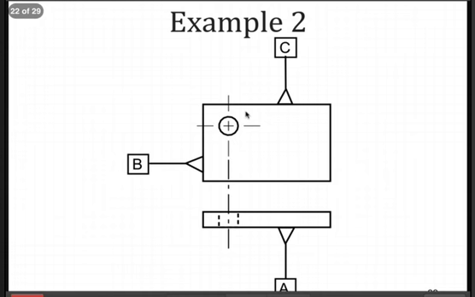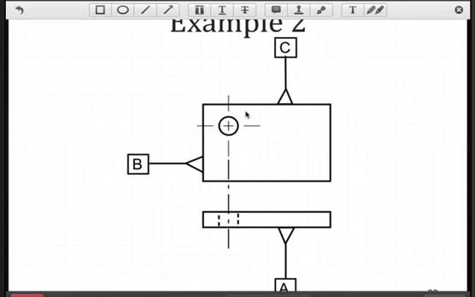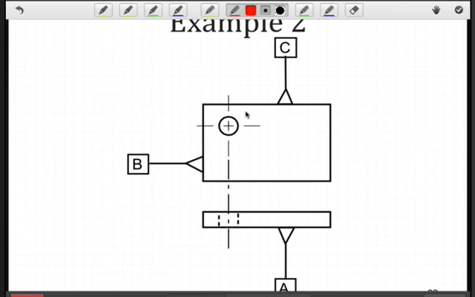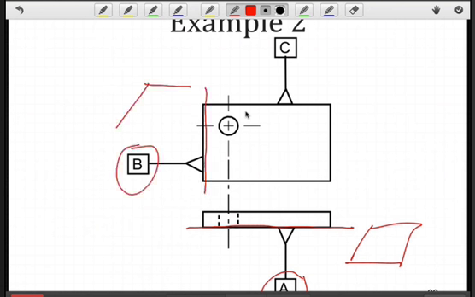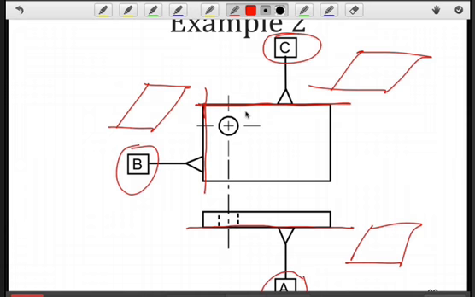In our second example here, we have three datums, and these datums are attached to surfaces. So you should recognize at this point that A is attached to this surface, and therefore A would have to be a plane. B is attached to this surface, and therefore B would be a plane. And finally C is attached to this surface, so C is also a plane. So we have three planes in this design specification.